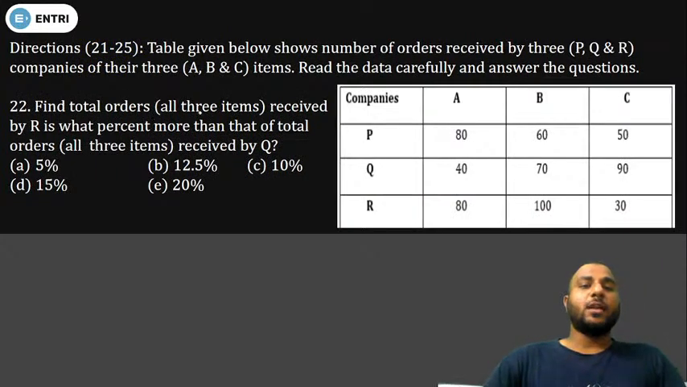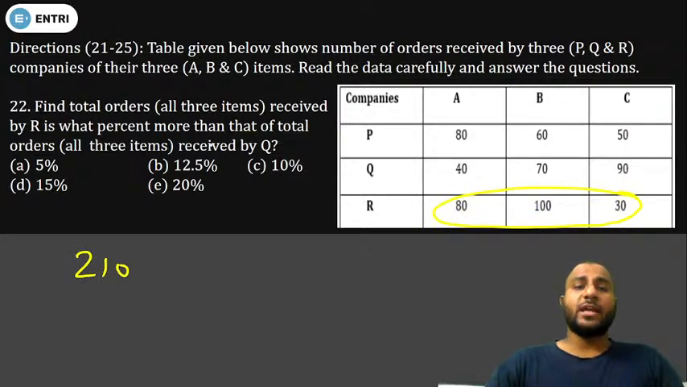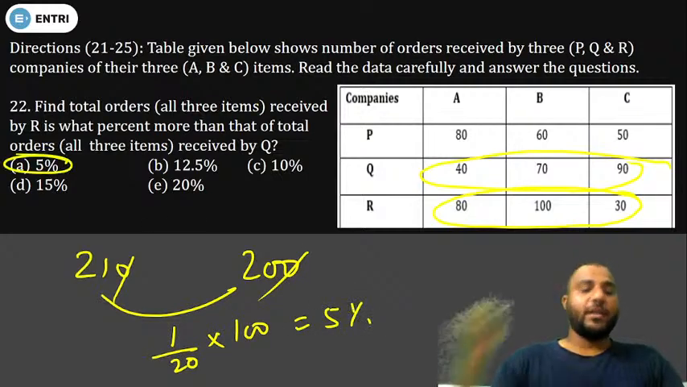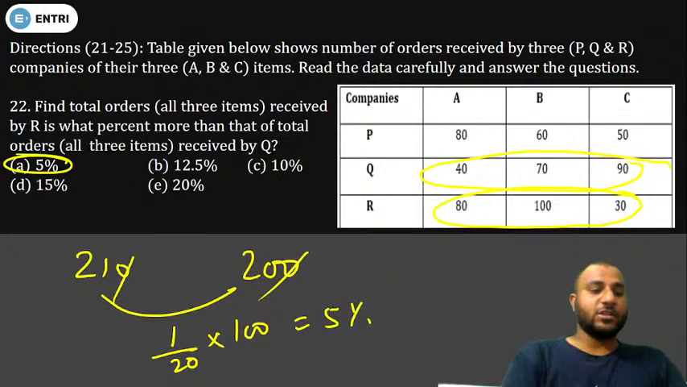Find total orders, all three items received by R. Look at this. Clearly, 210 is what percent more than the total orders, all three items received by Q. Look at this. 210 to 200. So clearly, we can find out the ratio. 1 more than 20. So 5%. Option A. Look at this. I have solved this question in a quick manner.